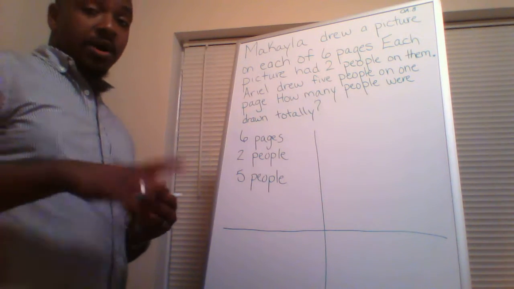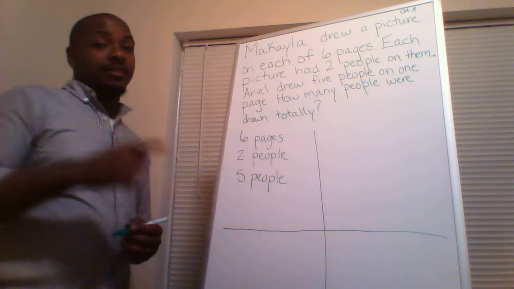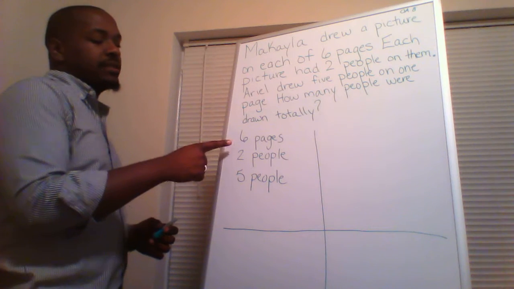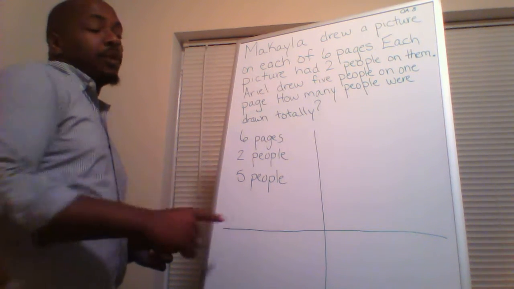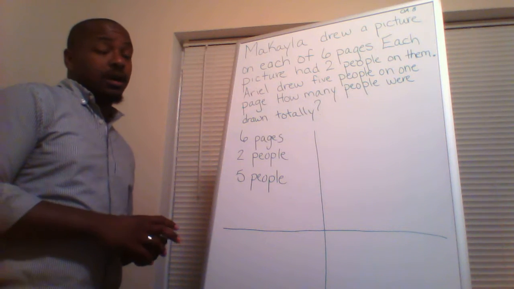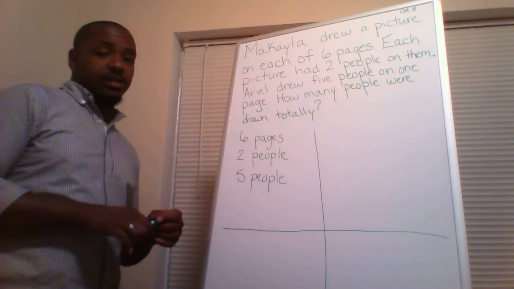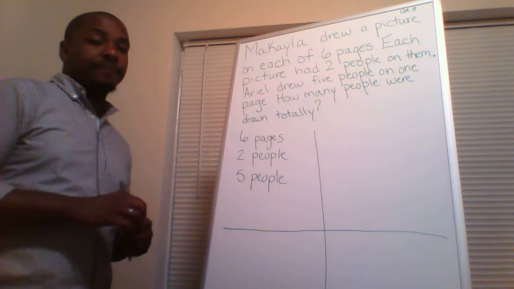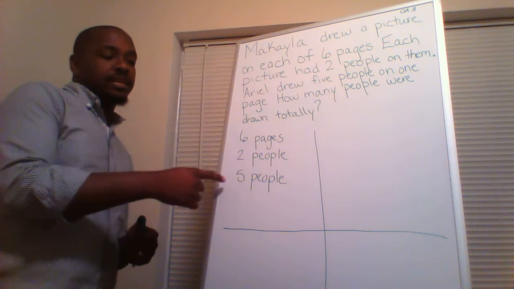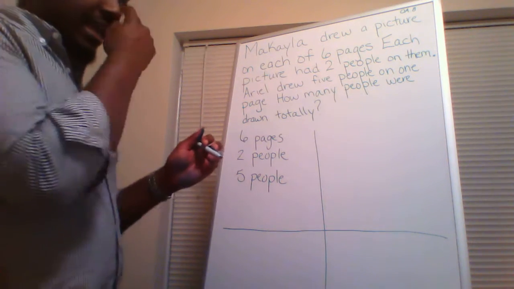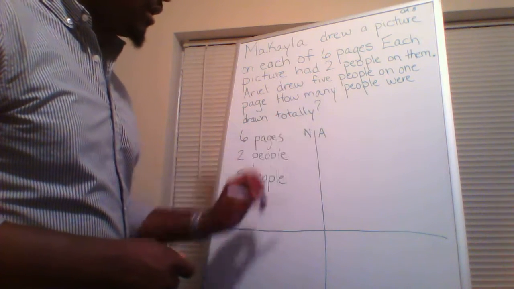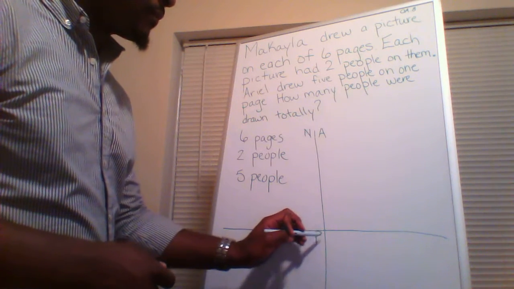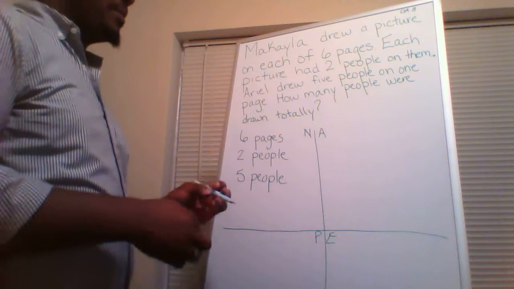I want you to pause the video. I want you to write down the numbers first. We have 6 pages. We have 2 people on each page. And then we have 5 people on 1 page that Ariel drew. So I want you to pause the video so that you can get this part down. This is N for NAPE. And we're going to look at A-P-E for APE. Okay?